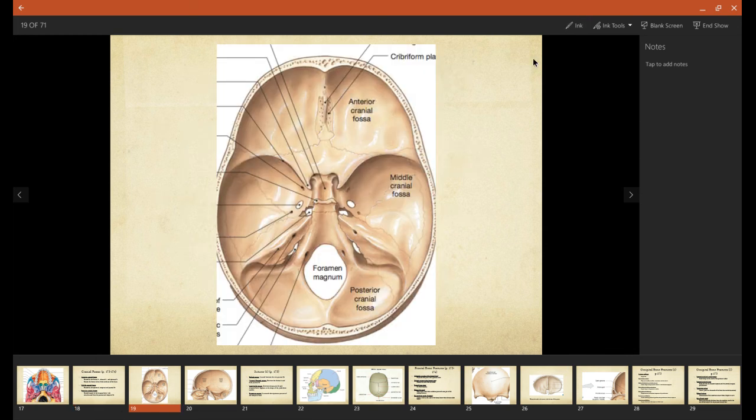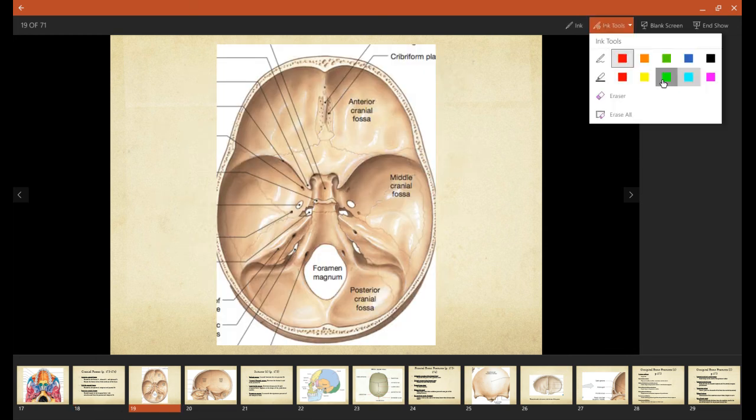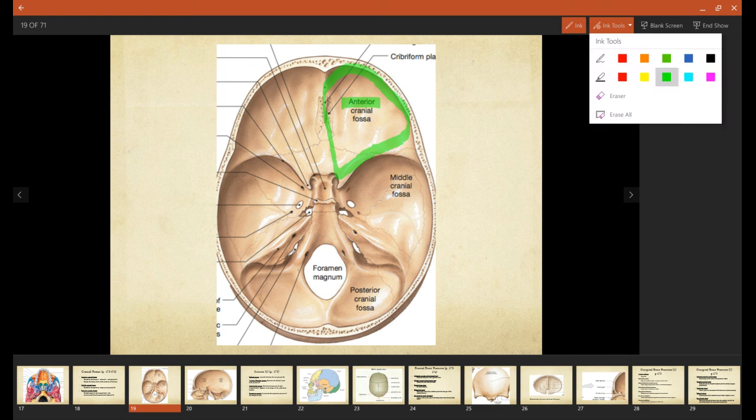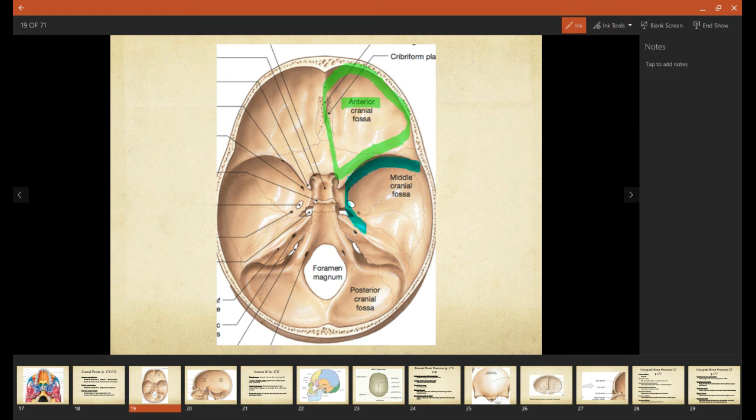So as we take a look here, we can see all three fossa. So first off, we have our anterior, just this natural space that's created. The middle cranial fossa is found right here. And then the posterior cranial fossa is found right here at the back. And you can see there's one on each side there.